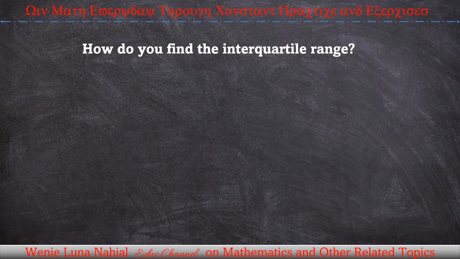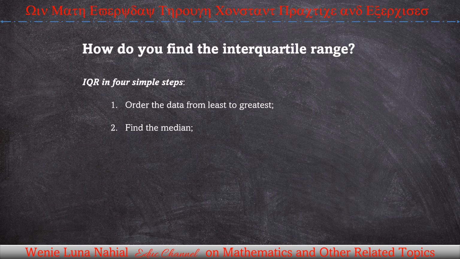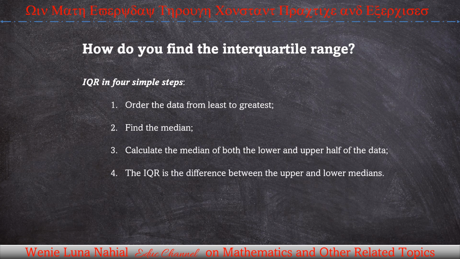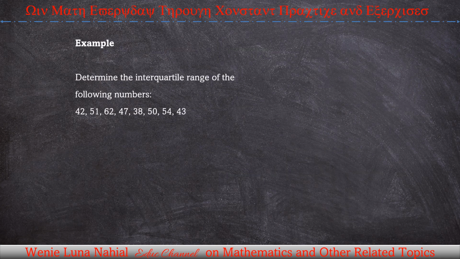Now, how do you find the interquartile range? Interquartile range in 4 simple steps. Order the data from least to greatest. That's the first step. Second step, find the median. Third step, calculate the median of both the lower and upper half of the data. Then the IQR is the difference between the upper and the lower medians.